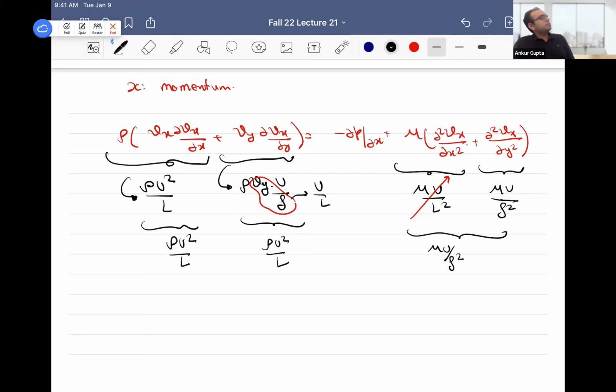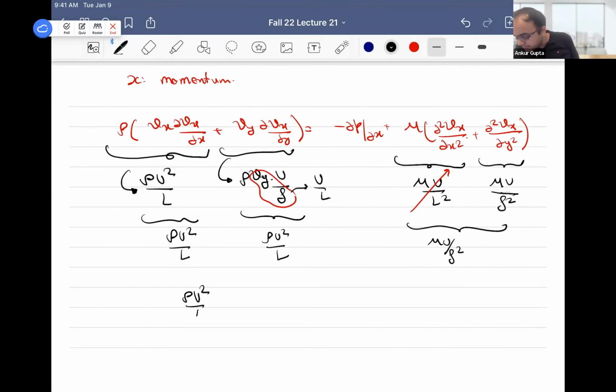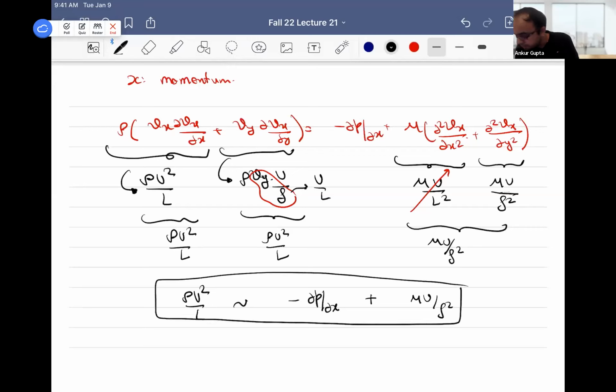Can I drop any of the terms on the left hand side? There are two initial terms, right? Can I drop any of them compared to each other? No, right? But we also don't need to carry the two, because remember that in order of magnitude analysis we don't have to say 1 plus 1, so we don't carry the number. So essentially, I hope you can see rho U square by L scale as minus del P by del X plus mu U by delta square. Okay, this is basically what we get out.